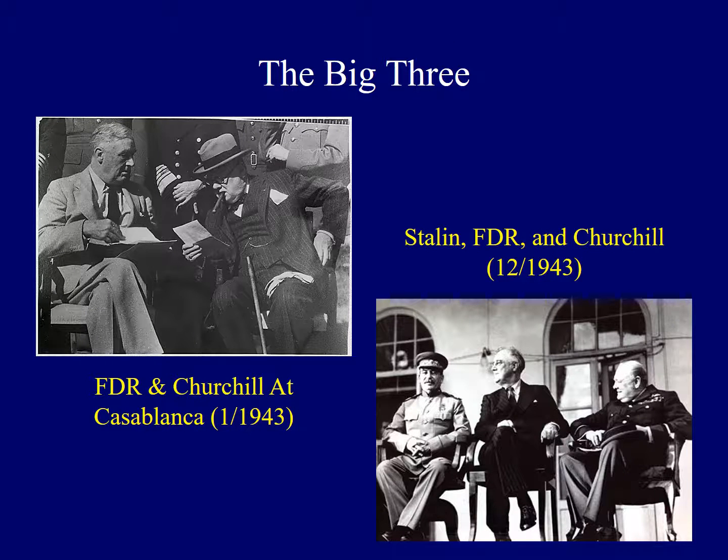We see a couple of images that show several members of the Big Three here. On the left, we see Roosevelt and Churchill in North Africa in January of 1943 at the Casablanca Conference. On the right, we see the very first time that the Big Three actually met all together. This was in Tehran in December of 1943.